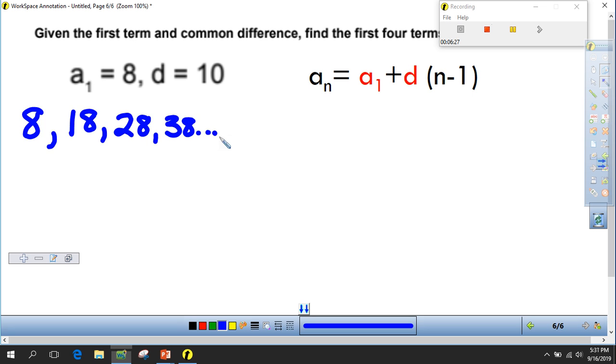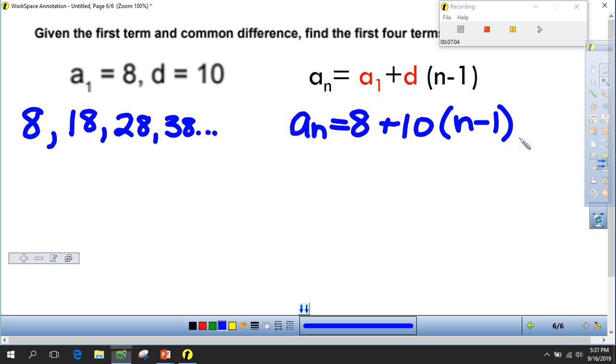But if I wanted to know the patterns for numbers much further down the line, like the 20th term, I would want to create the explicit formula here so that way I could just plug those numbers in and go. If it's written in black, it stays. If it's written in red, we sub in the corresponding information for that problem. So for instance, we have a sub n is equal to a1, which means my first term. For this equation, a1 was 8, plus d is my common difference, so plus 10, parentheses, n minus 1.